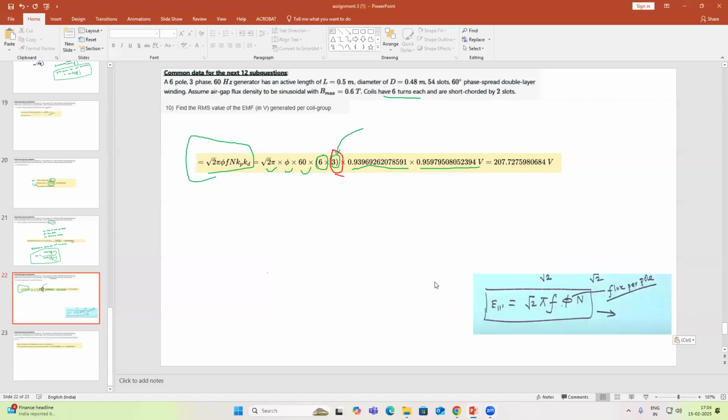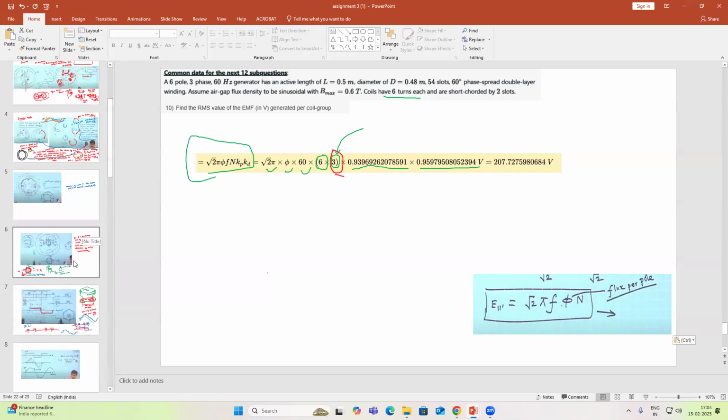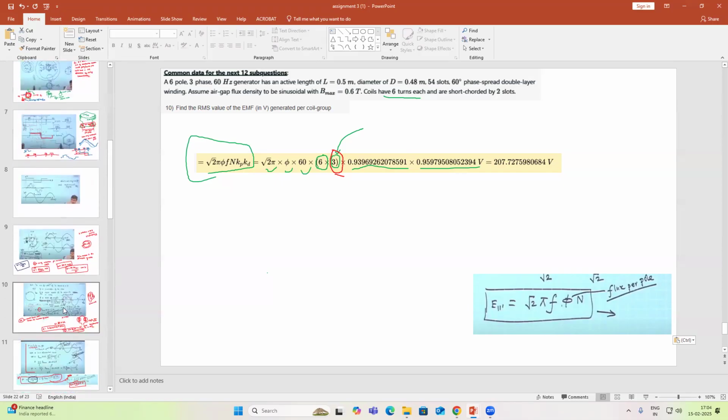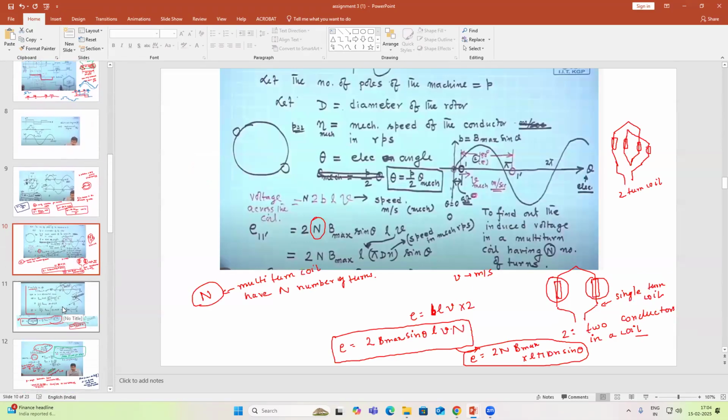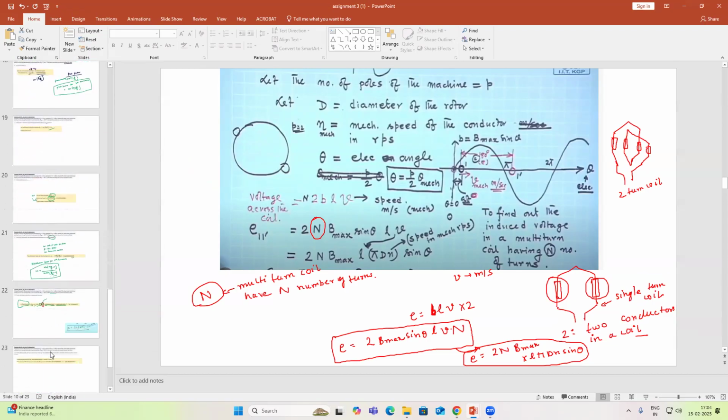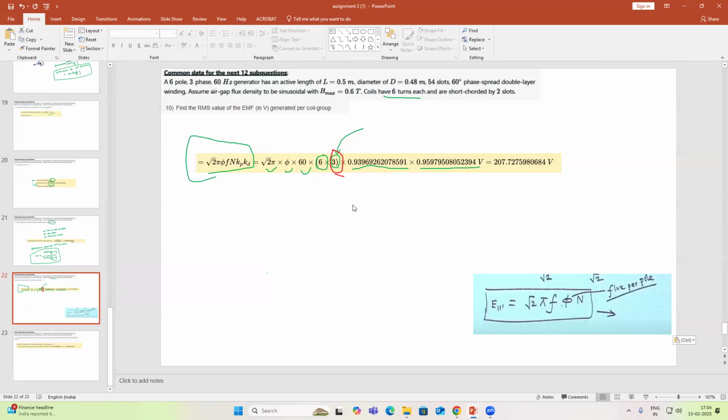Okay, so I'm starting the class. In the last week, we were discussing various things. One of the things we arrived at was the EMF equation and the short pitch, and in the short pitch, how the pitch factor is taken care of, and in the distribution factor, how to take care of the distribution. But in the last assignment, we were not able to finish these two questions.